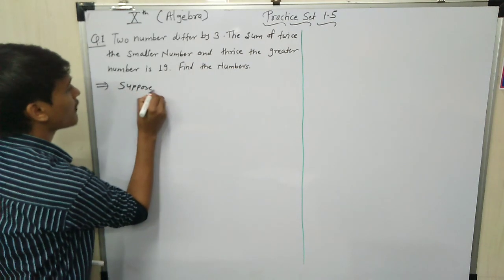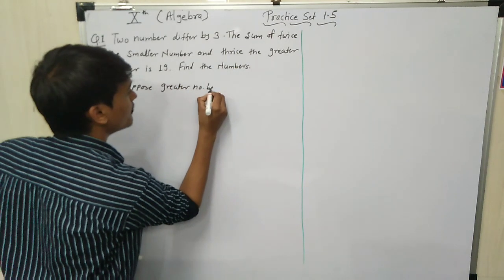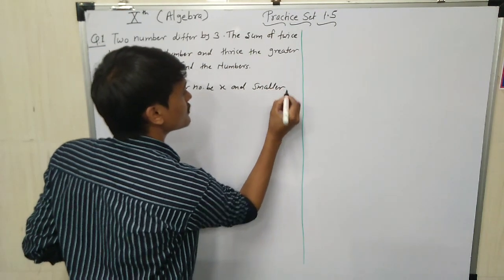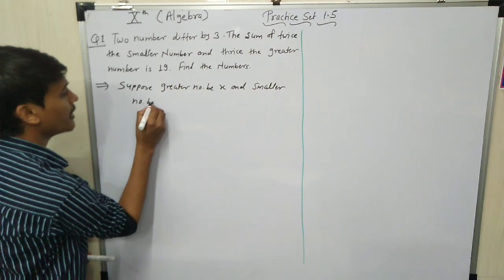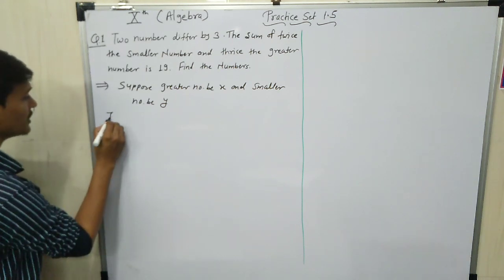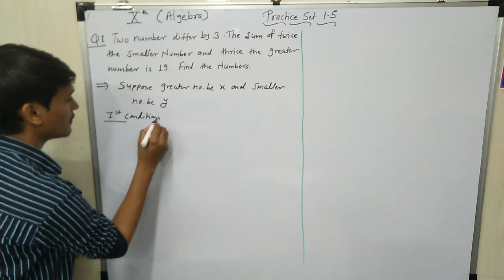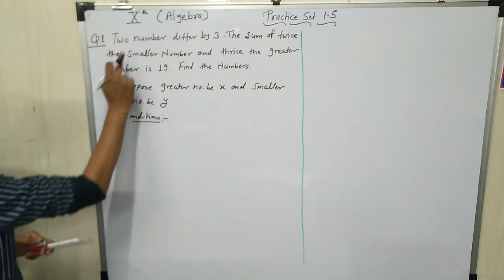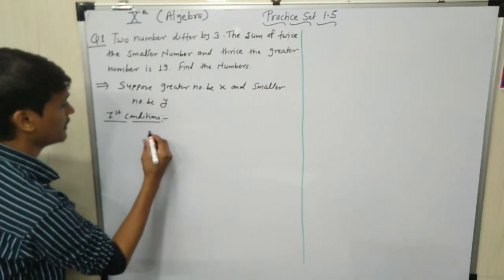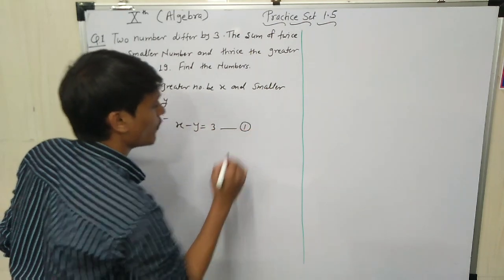Suppose greater number be x and smaller number be y. Understood? Now first condition, two numbers differ by 3. Two numbers means what? Greater number and smaller number. Two numbers differ by 3. This is equation number 1.